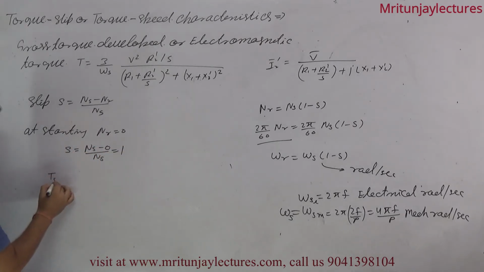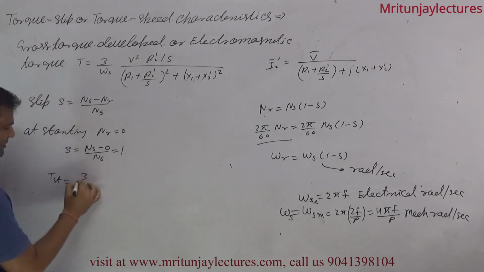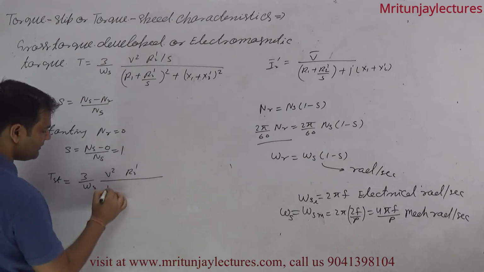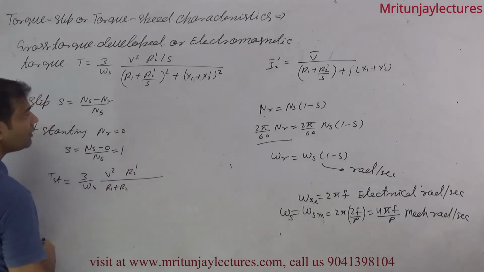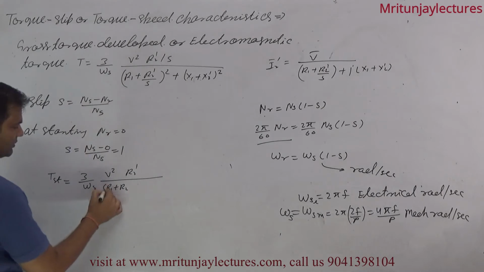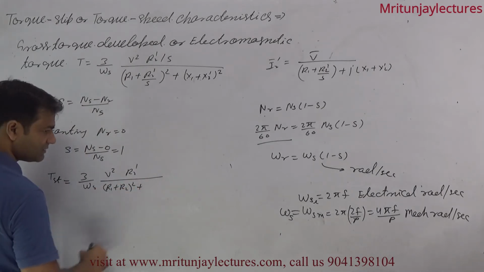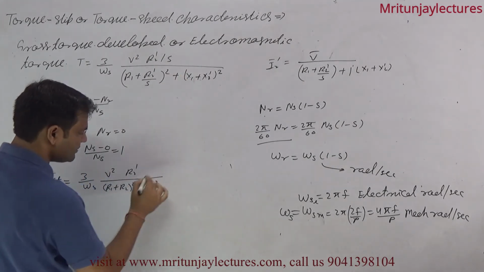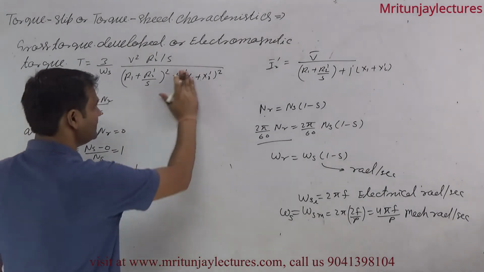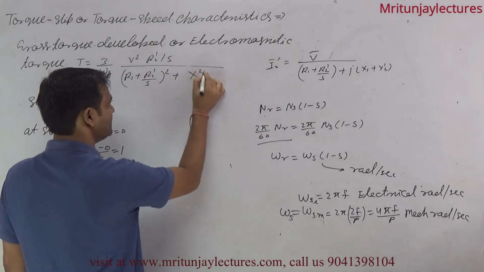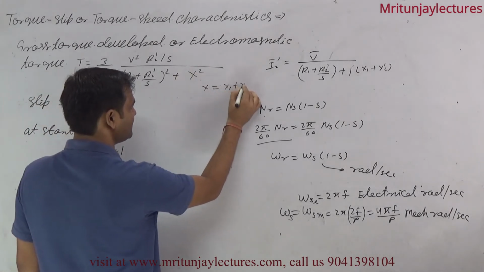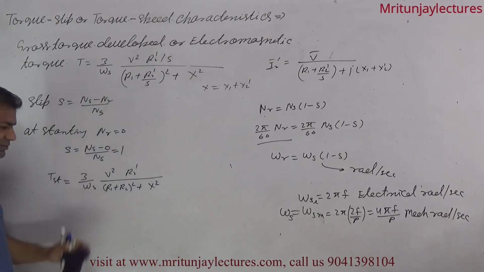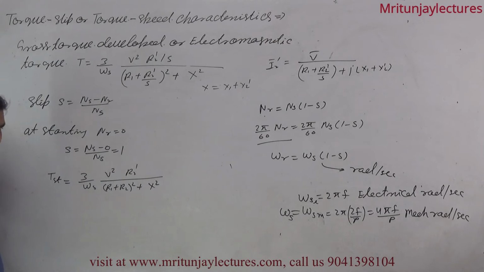Then what about starting torque? Starting torque is written as 3 upon omega s into V square into R2 dash divided by R1 plus R2 dash, to the whole square, plus X square. Okay, this X is equal to X1 plus X2 dash. Starting torque is like this: 3 upon omega s, V square into R2 dash divided by R1 plus R2 dash, to the whole square, plus X square.